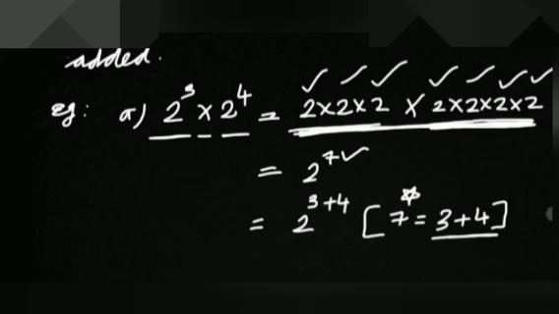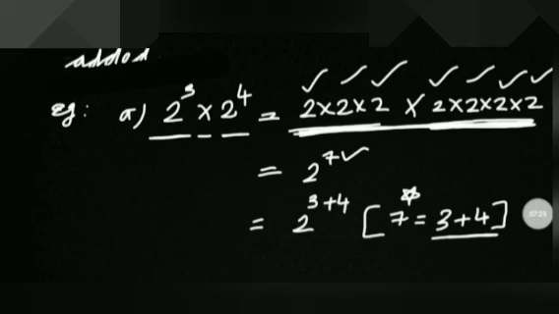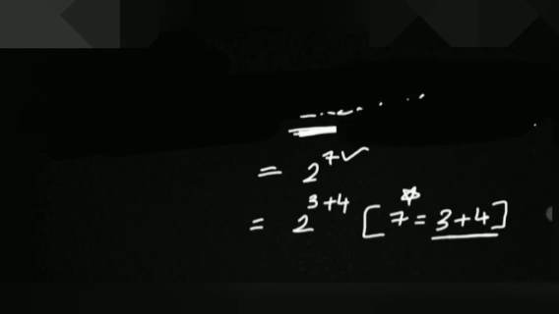Got it? Understood? So, 2 raised to 3 into 2 raised to 4 is equal to 2 raised to 3 plus 4. Is it clear? Yes. Now, let's move on to the next example. Example B.